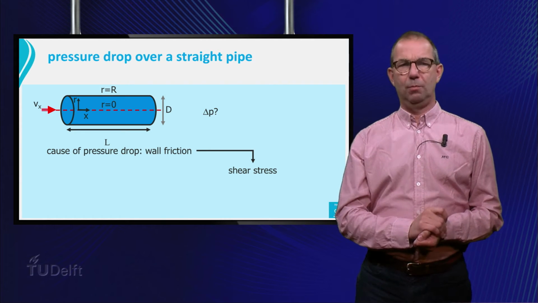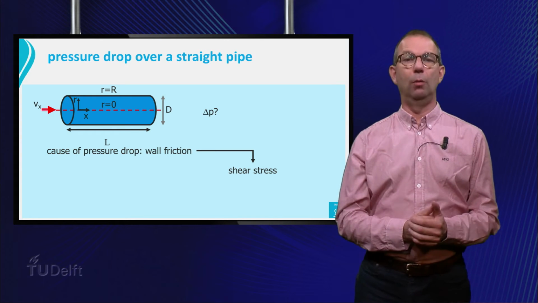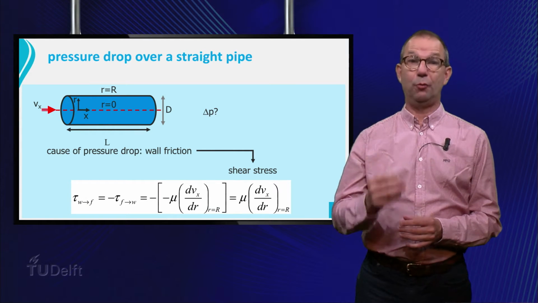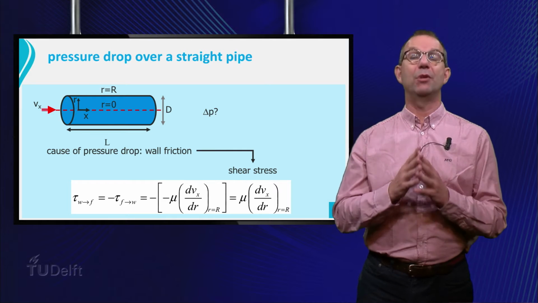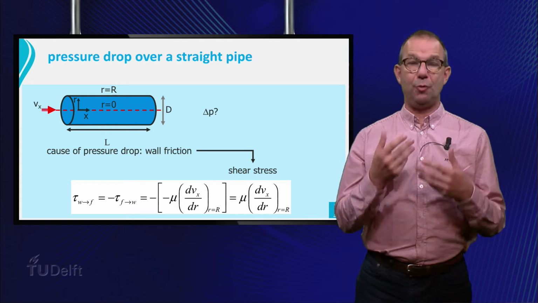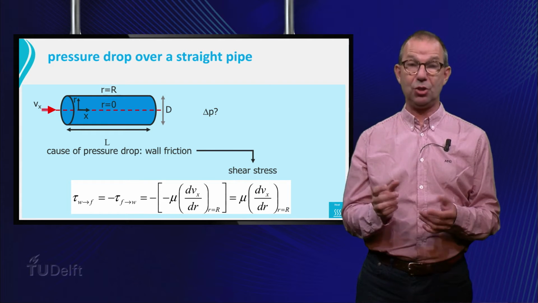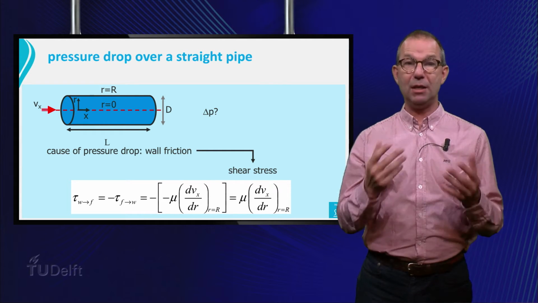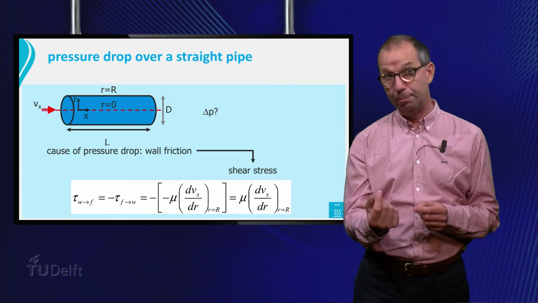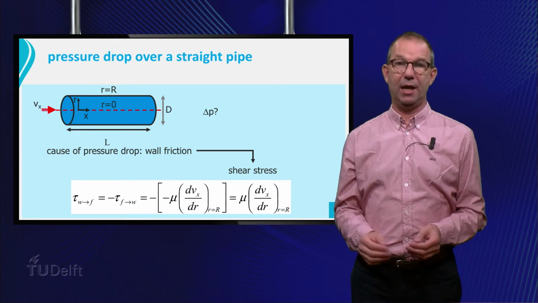First thing we need to know, what causes this pressure drop? The answer is friction at the wall. That is caused by shear stress at the wall. We know what governs that. For a fluid like water or air, we have a simple relation between the shear stress and the velocity gradient. The stress from the wall on the fluid, that is the friction force per unit area, equals, according to Newton's action is minus reaction, minus the shear stress exerted by the fluid on the wall.